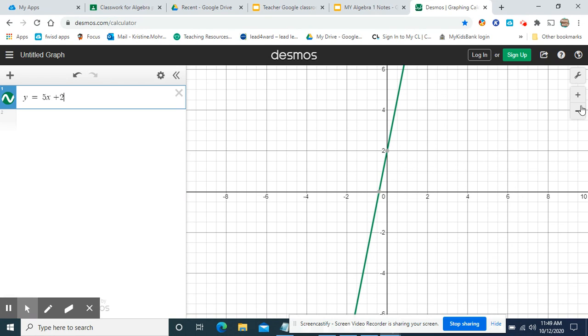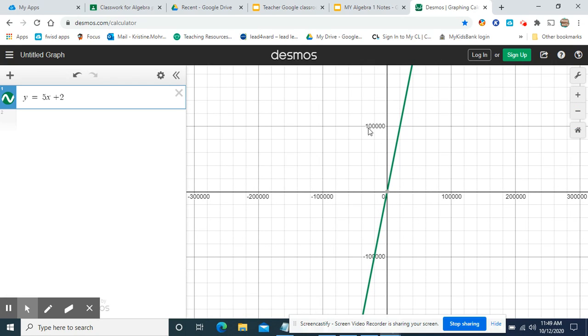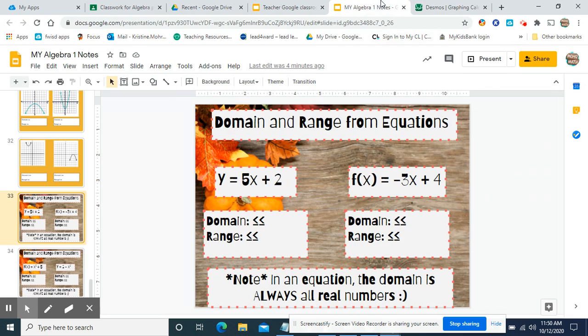It's a linear graph. And if I zoom out and zoom out and zoom out, like I can go to 100,000 or a million even, we can see that that line never, ever stops. So since it's never going to stop, the domain is going to be all real numbers. I can go anywhere left or right and there's going to be a value for x in either direction. And same thing for y. There's no lowest point, no highest point. It goes forever and ever.